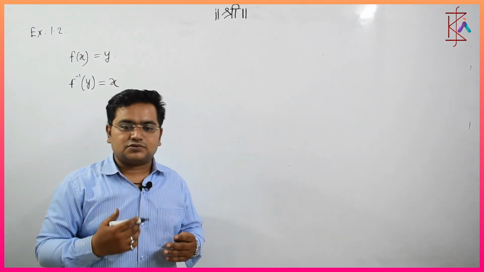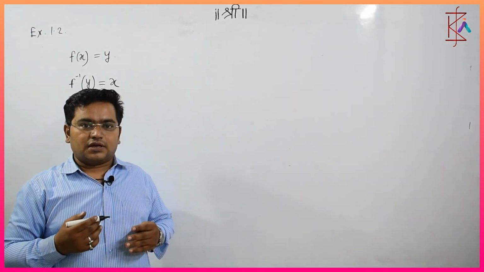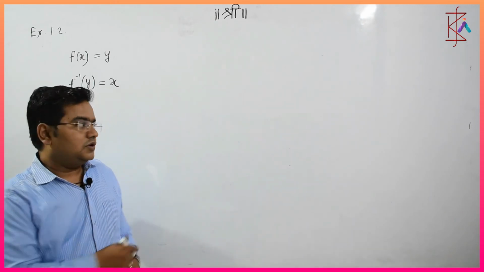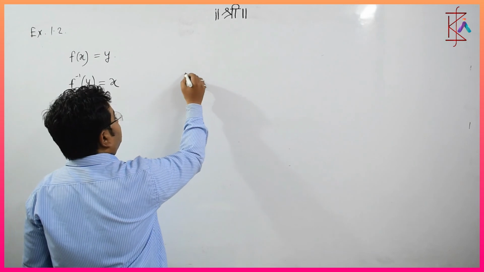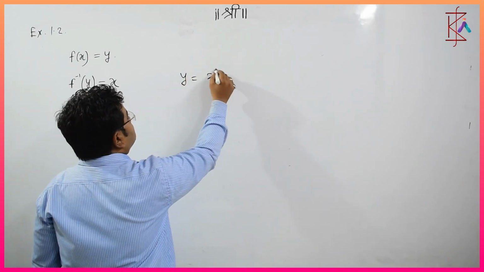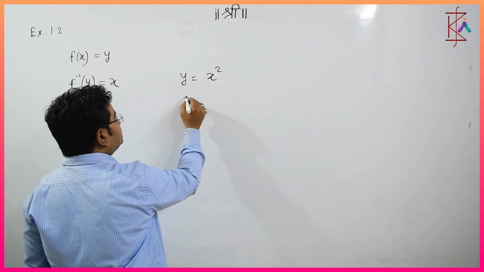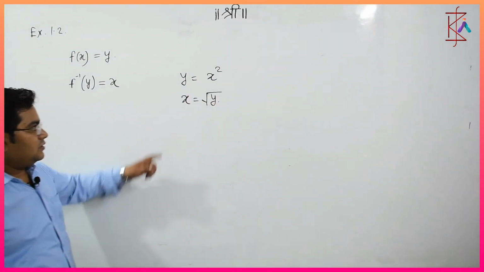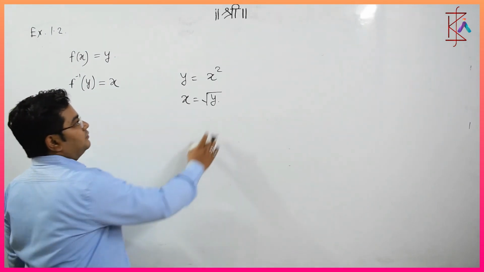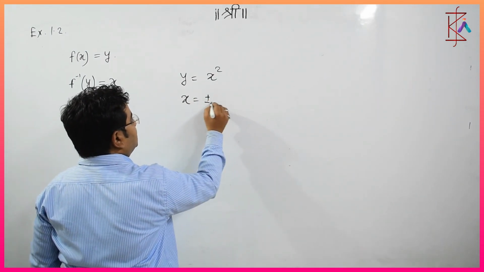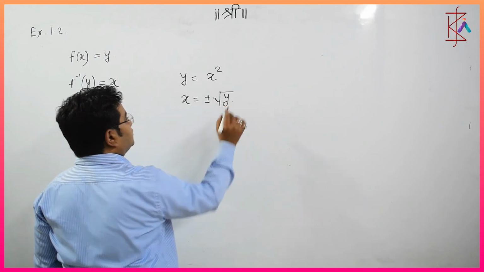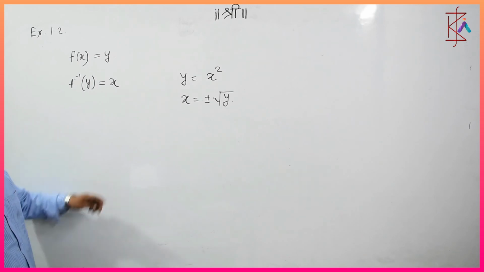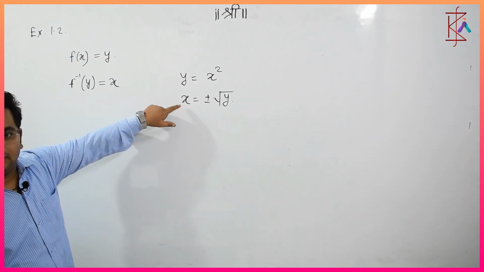If you are squaring, the inverse will be taking the square root. If you have the function y is equal to x square, what is its inverse? x is equal to square root of y. This is not true every time, but here we need to take the value as plus minus square root of y. So there is no big deal. This is the inverse process or inverse function.